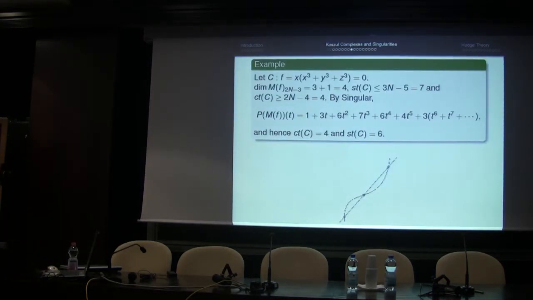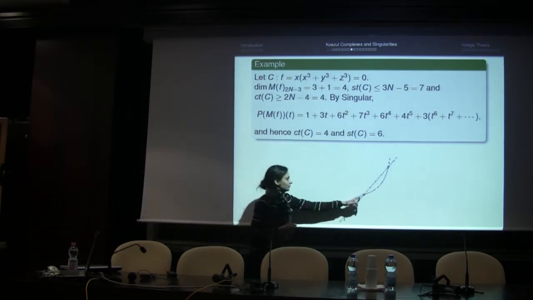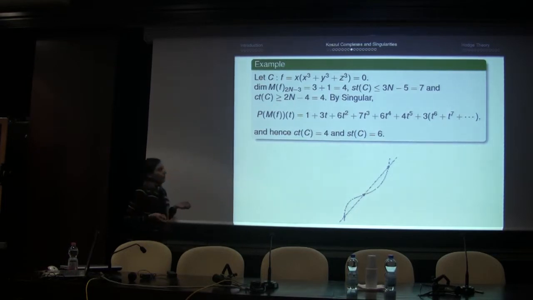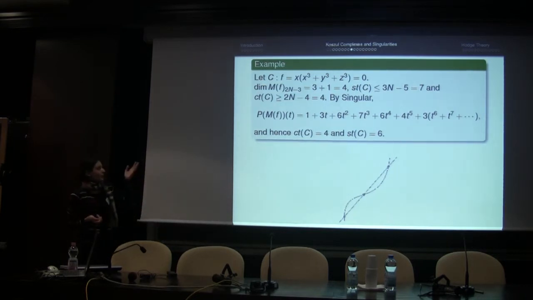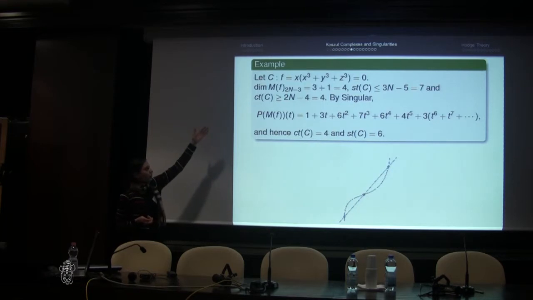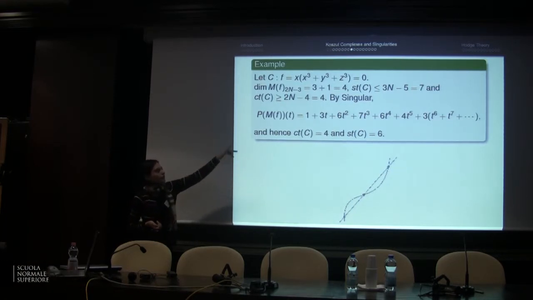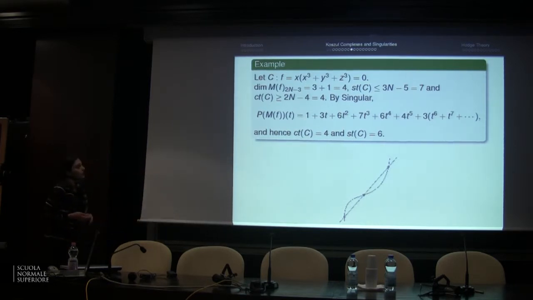Now, for example, if we take this curve defined by x times x cubed plus y cubed plus z cubed equals 0, so we see that we have union of two curves, a line and the Fermat curve, which is smooth, and both of them intersect in three nodes. So the total number of nodes is equal to 3. The genus of the line is equal to 0, and the genus of the smooth curve is equal to 1. So we can find that the dimension of M of F 2n minus 3 is equal to 4, the stability threshold is less than or equal to 7, and the coincidence threshold is greater or equal to 4.